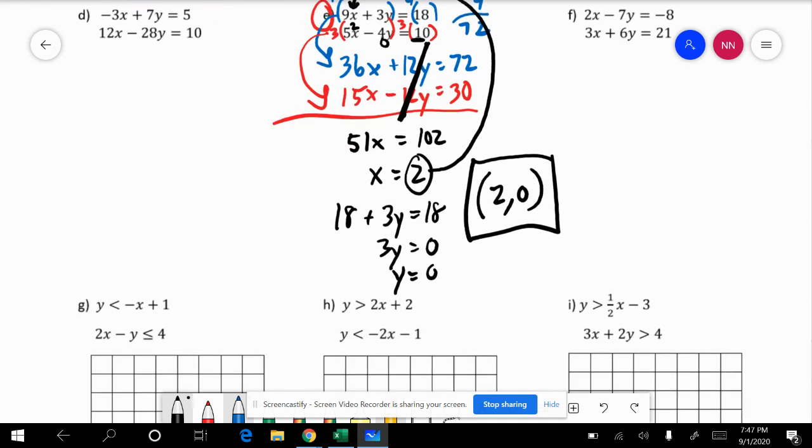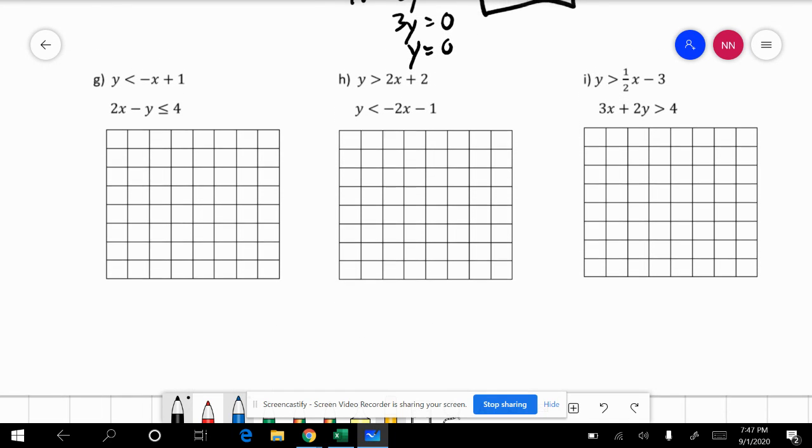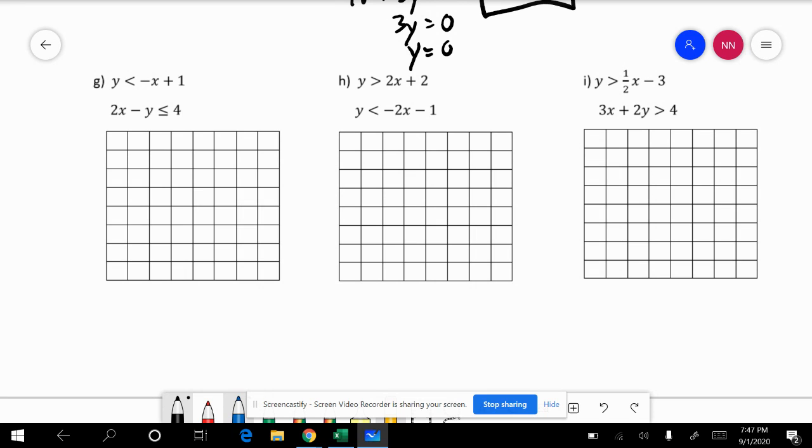Now, the last method is solving systems of inequalities. And how we're going to do that is by graphing. First thing I'm going to do is I'm going to make my xy axis. With my first equation, my y-intercept is 1, so I plot a point at 1. My slope is negative 1, so I go down 1 to the right 1, down 1 to the right 1 again. I'm going to draw a dashed line. And since it's less than, I'm going to shade below.